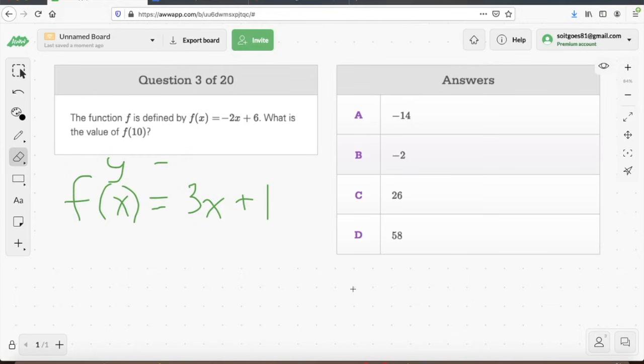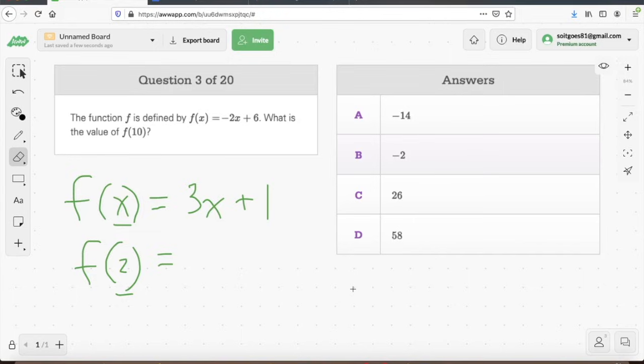But I'll show you why function notation is actually kind of handy. If I said find f of 2, all that means is where there was an x, now there's a 2 in the function. So you're replacing all the x's with 2's. That's it.